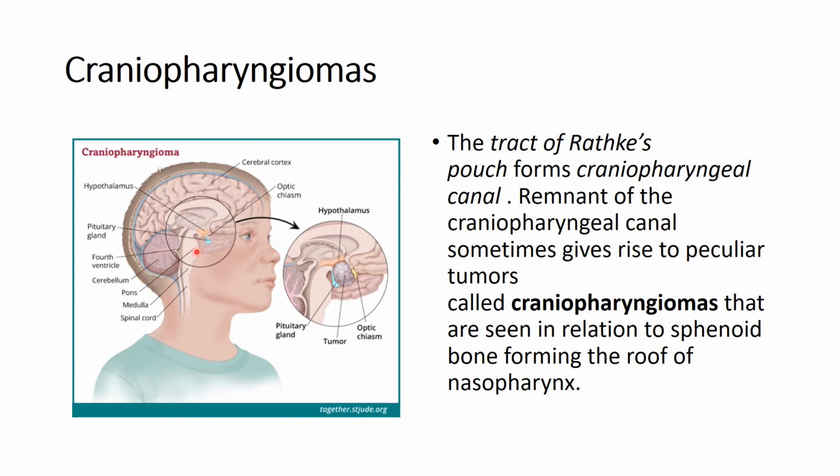Craniopharyngiomas. You can see in this diagram, here you can observe properly, what is called the tumor. We have studied the tract of Rathke's pouch forms what is called the craniopharyngeal canal. This craniopharyngeal canal should completely disappear. But if it remains as a remnant, then it can develop into tumors called craniopharyngiomas, and that are seen in the sphenoid bone.